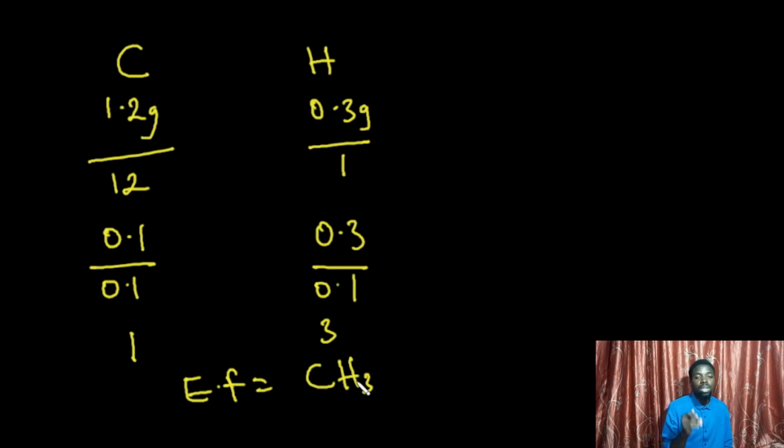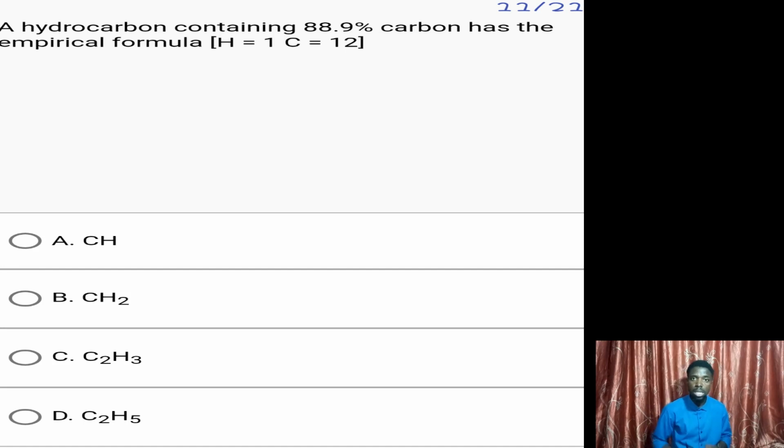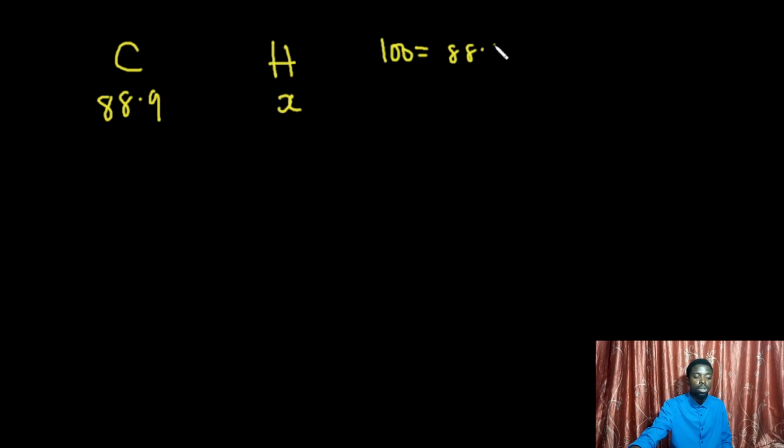Now, we're going to solve one last question for empirical formula before we get into the study of molecular formula. The next question: a hydrocarbon containing 88.9% carbon has the empirical formula of dash. Very simple, so let's get to solve it. Now, if you notice, they mentioned hydrocarbon, which means only carbon and hydrogen. We go to the next step, which is to identify their percentage composition. The percentage composition of carbon is 88.9. That of hydrogen was not given. Let's call it X.